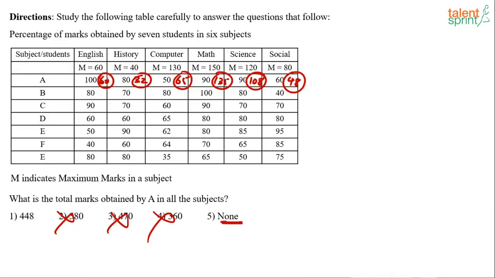Now quickly verify. 60 plus 32, 92. 92 plus 65 is 157. 157 plus 135 will be 292. 292 plus 108 will be 400. Plus 48 will be 448. Option 1 is the answer.